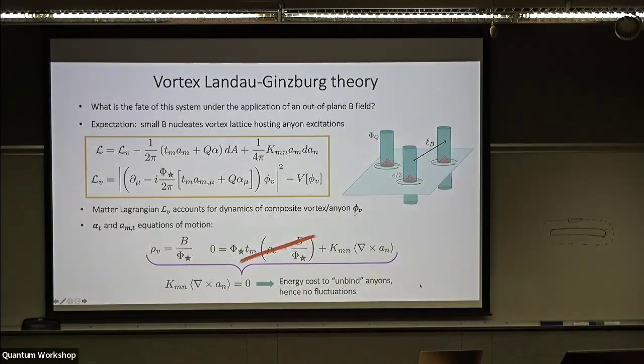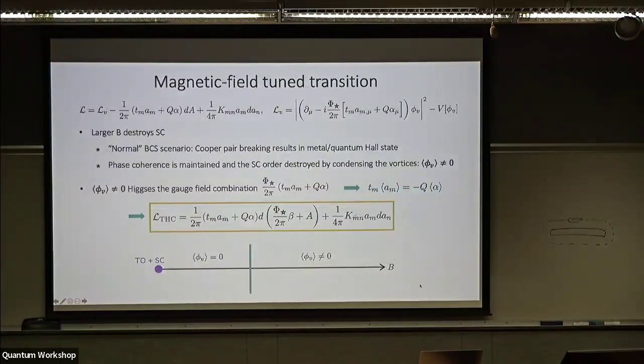Now, I'm going to be assuming that's the case. There are some interesting scenarios you can imagine where this is not actually a proper state. The anyons do actually want to fluctuate, but that's maybe future work. Okay, so let's look at what happens when we keep increasing the magnetic field.